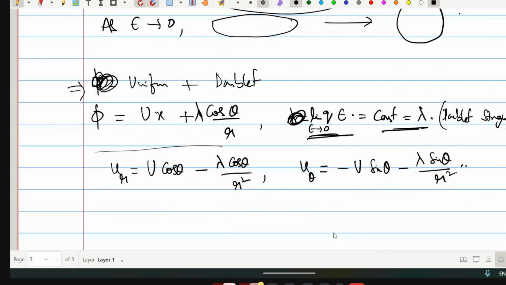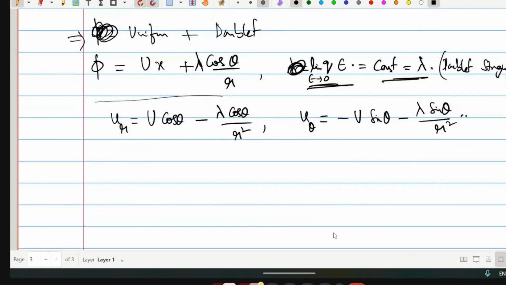So 1 by r dou phi by dou theta, where you had cos theta, you just make it sin theta, and that will do. The r goes in the first place, so this becomes r cos theta. That's what it becomes. So this is what you have.